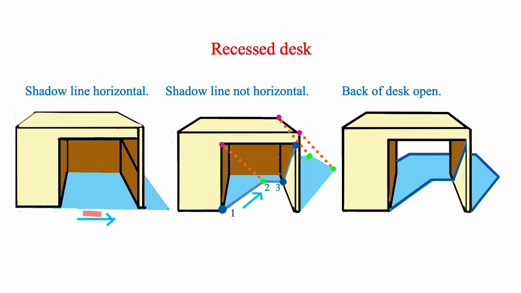If the shadow line is horizontal, then the image is boxy and uninteresting. If the shadow line isn't horizontal, then you have this diagonal line, this one, and the one on the wall. And remember, any diagonal on the wall is cast by a horizontal pole perpendicular to that wall. You could also open the back of the desk, which I like because I find it more interesting and airier.